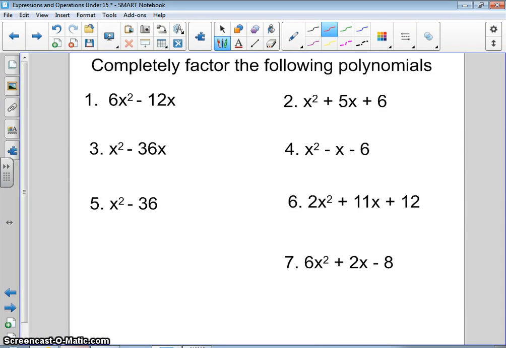We're going to continue with part 2 of expressions and operations under 15. Meant to say at the end of the last part that if you were confused at all by those laws of exponents, and we're going to be factoring some radicals here a little bit later on, that we have a whole 15-minute video devoted to that, so you can check that one out in the same area.